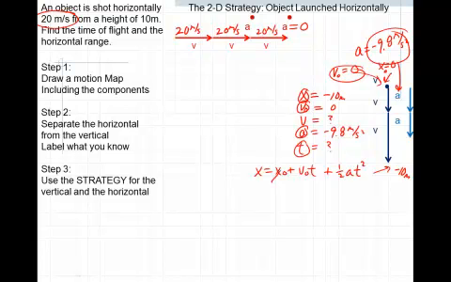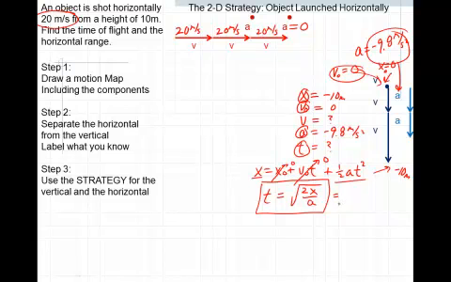So this becomes 0, and that's 0. So we simply have x is equal to 1/2 at squared. If we solve that for t, that becomes the square root of 2x over a. I highly suggest that you memorize this equation because it's the equation for the time of flight for an object shot horizontally and also the time of flight for an object that's just being dropped.